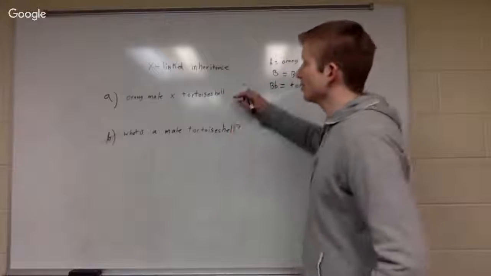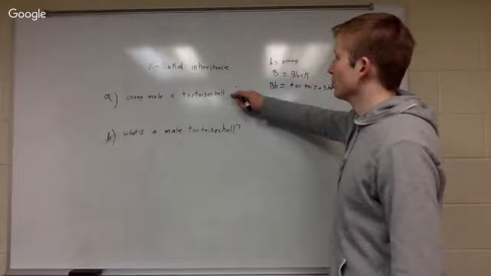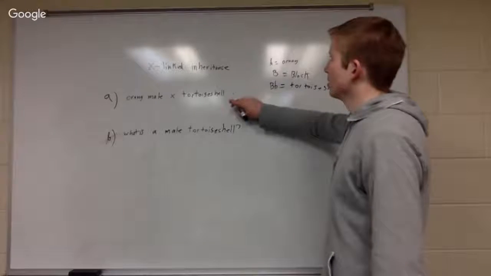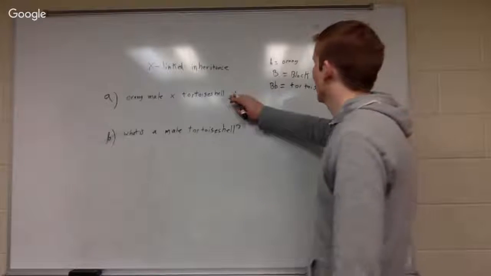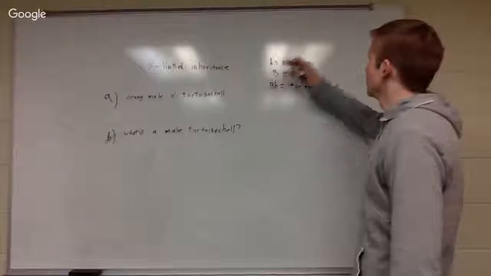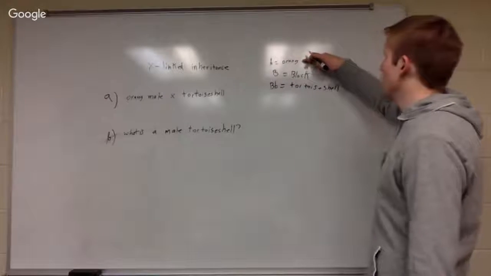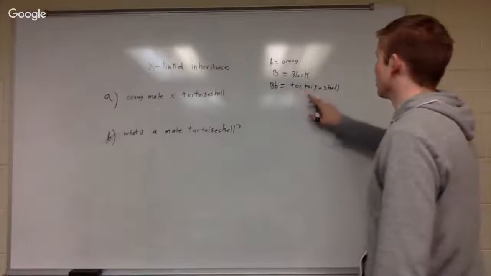So for A, we're trying to figure out what the offspring would be for an orange male and a tortoiseshell female. So this is for the X-linked inheritance. A little b equals orange, a big B equals black, and a big B, little b equals the tortoiseshell.